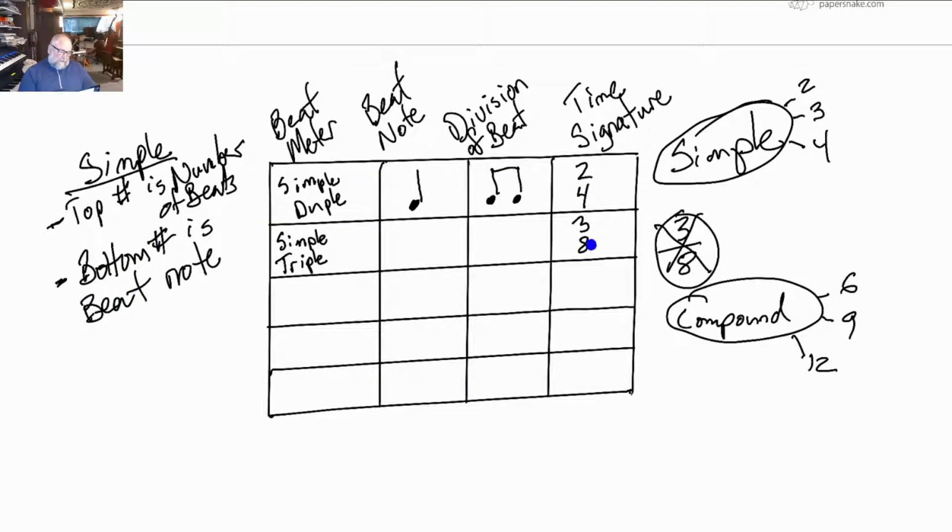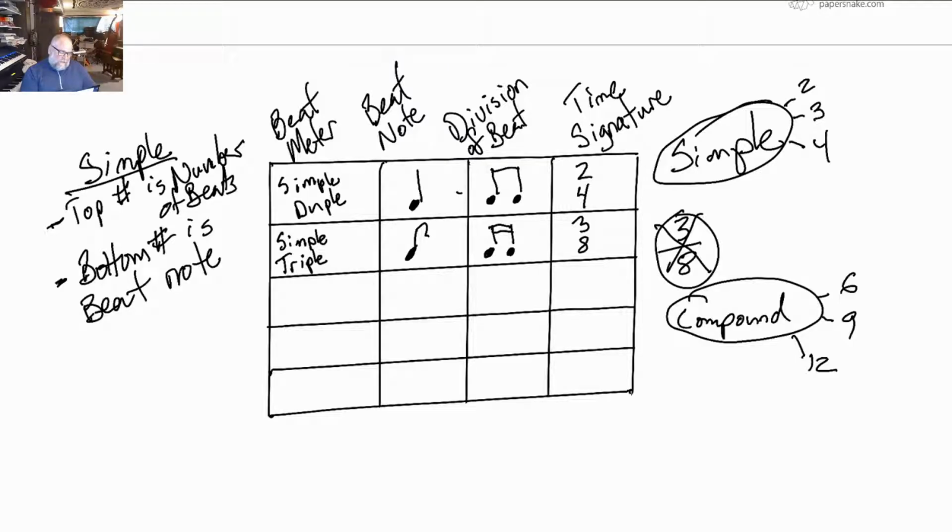So what's the bottom number here? 8. So what's the beat note? An 8th note. So in beat note column, I write an 8th note. Now the division of the beat, like we said before, you take the beat note and you divide it in half and write 2 of them. So what's a half of an 8th note? A 16th note. So I'm going to write 2 16th notes.